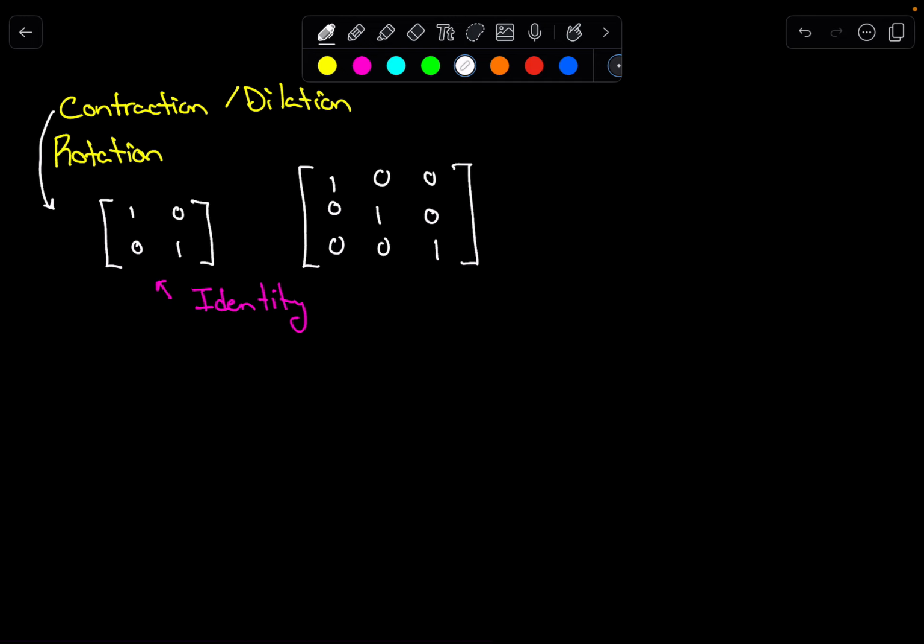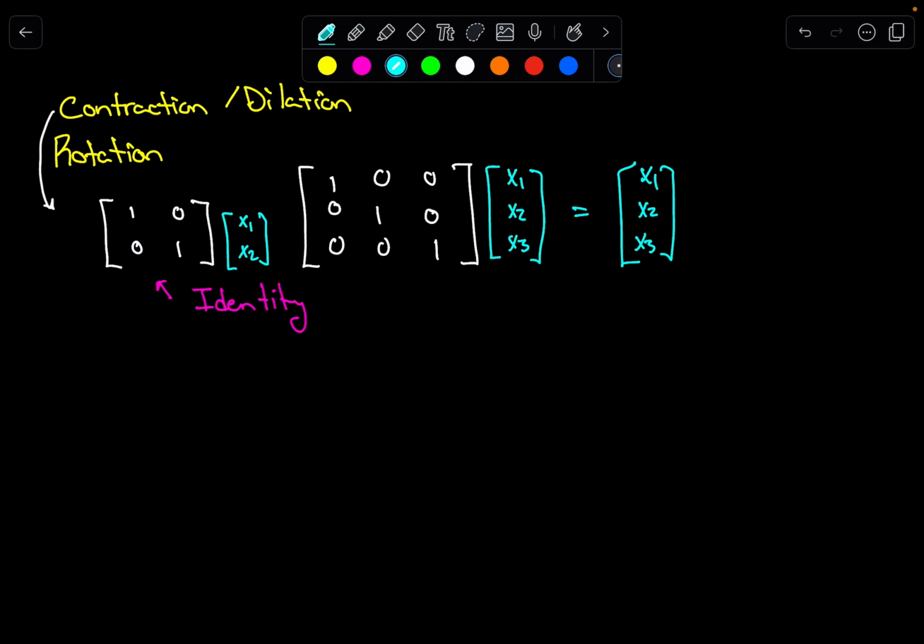So the identity basically doesn't do anything to a vector, right? If I were to take a random 2x1 vector here, x1, x2, something from R2, or if I were to take a random vector x1, x2, x3 from R3 here, this would just give me back the same vector. So nothing too exciting is going to happen here, and you should do this to verify that.